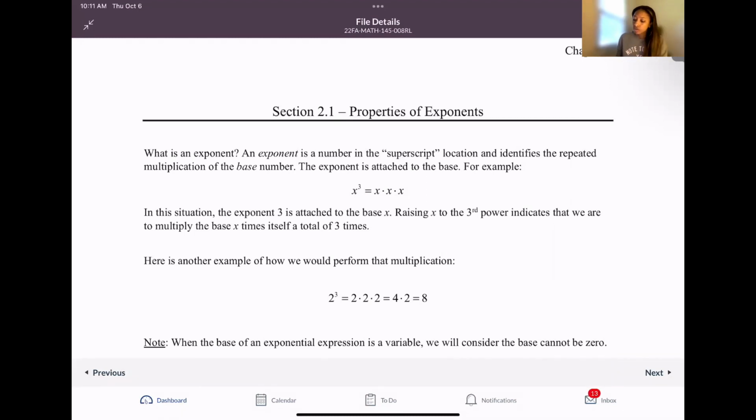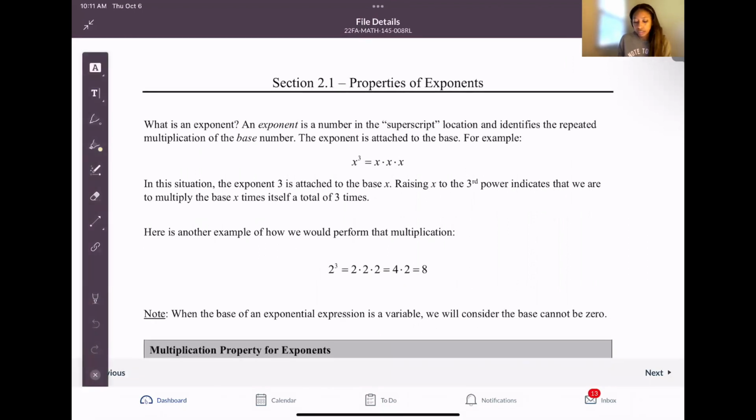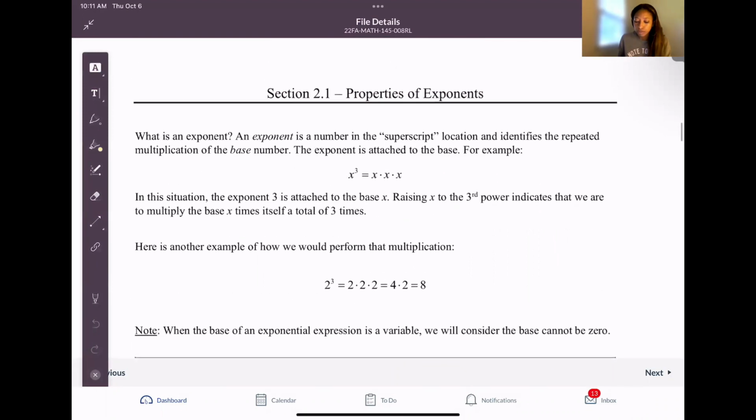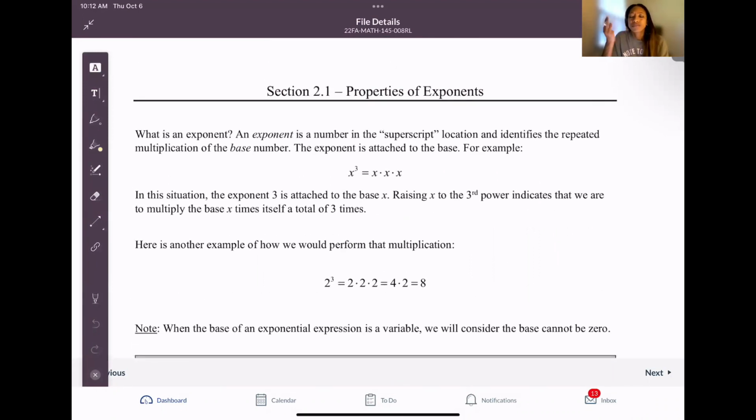Okay, so you can make a little running list of all of the properties that we're learning. It'll be good to summarize them. The first one we start off with is multiplication. So first, what are we even talking about?